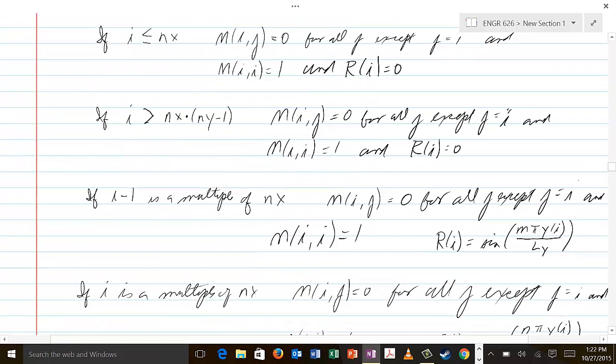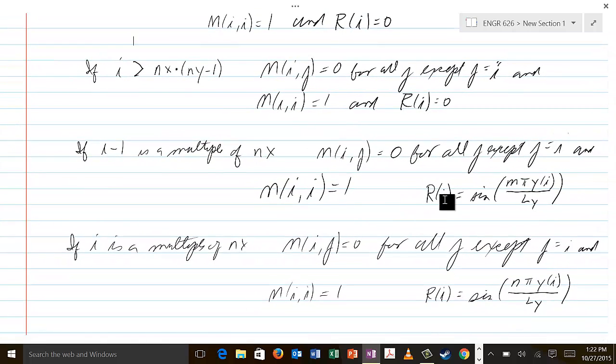So now for that left boundary, again, all the elements in that row will be 0, except for the diagonal element. It will be equal to 1. But now the right-hand side is not 0 as it was for the top and bottom, but it will be sine of m pi y of I over ly. You need to pick the appropriate y, and so you need to pick the y for the node in question. Otherwise, this is really straightforward.